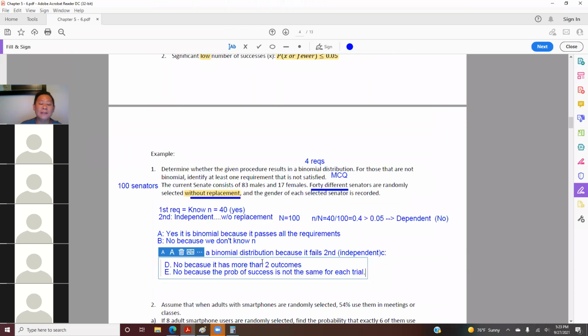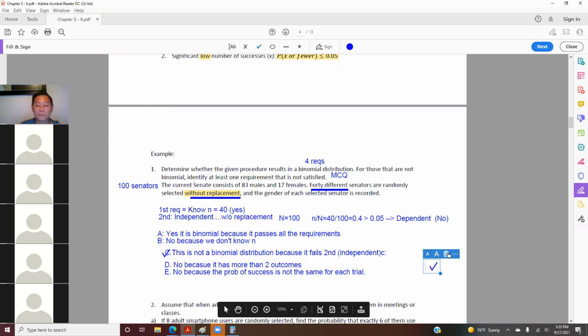So what is your answer in this case if I came up with this in your test? Your answer will be A, B, C, or D. Your answer will be C. C. Because this does not pass the independent test, independent condition. So this is what I did in my multiple choice.